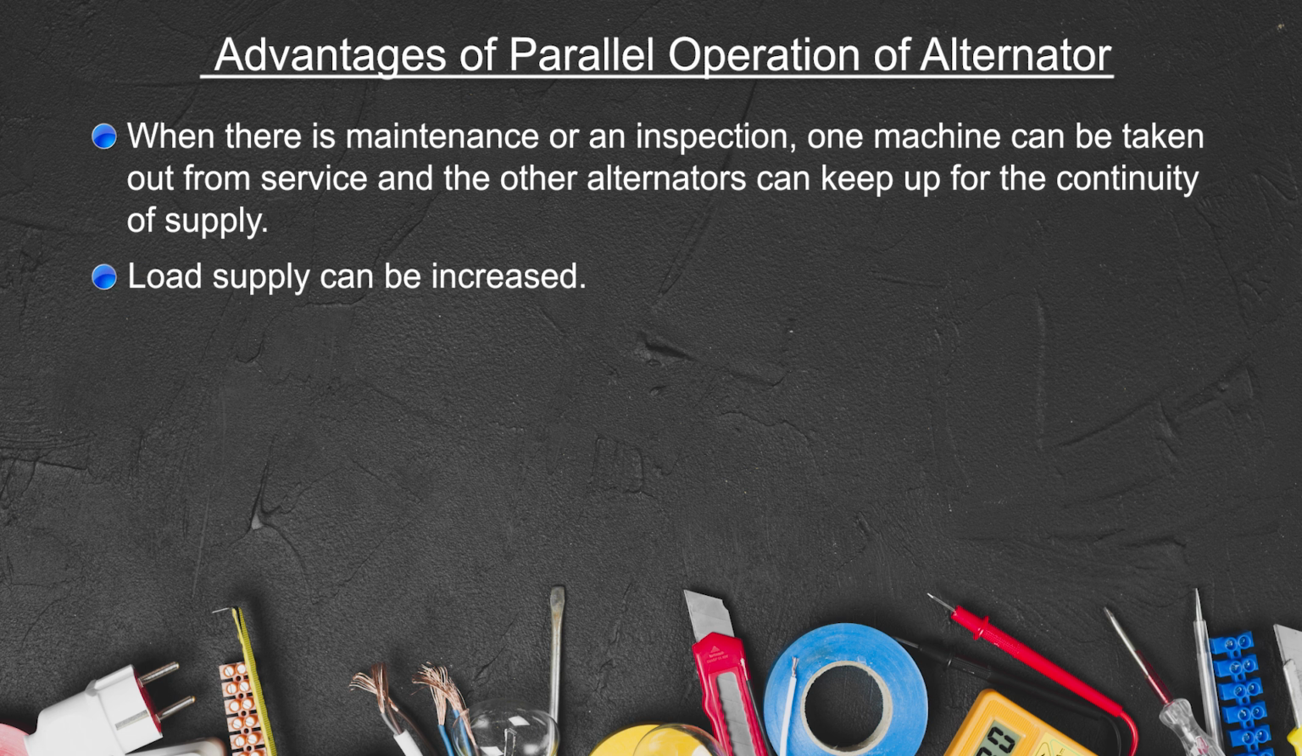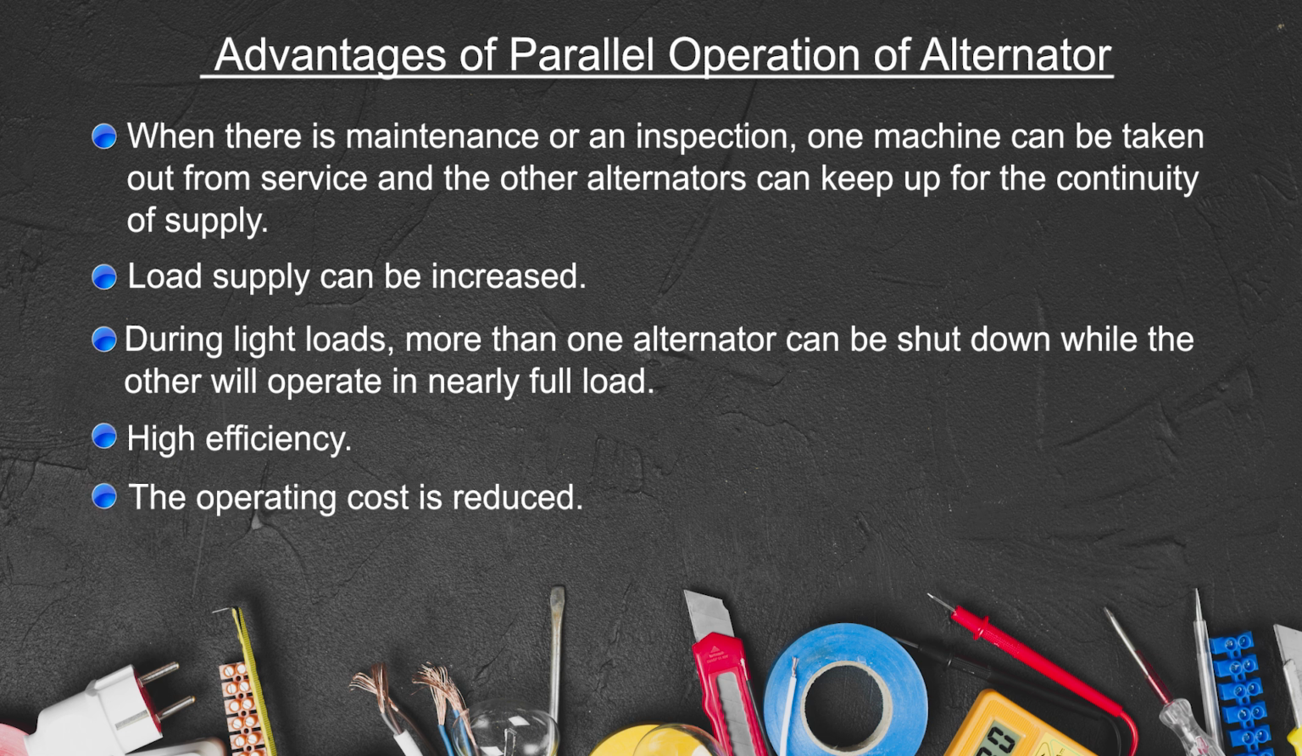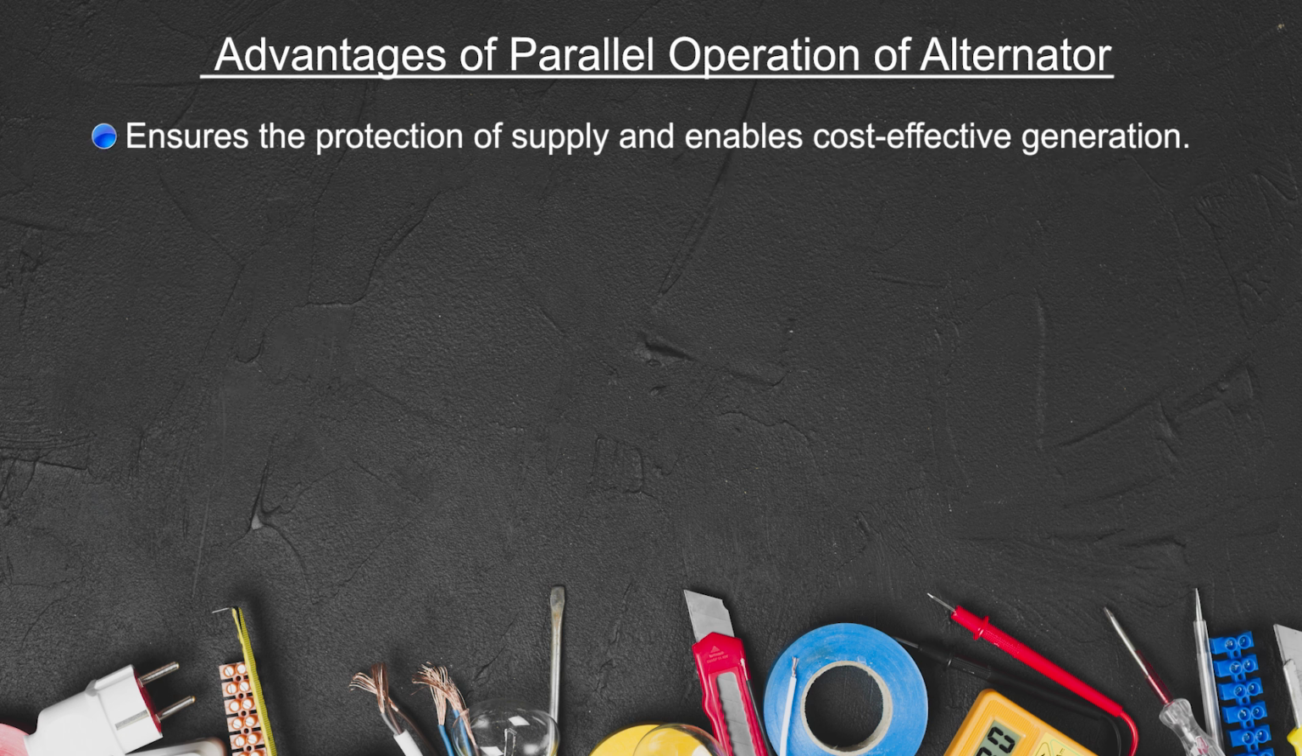Load supply can be increased by putting more machines in parallel. During light load, more than one alternator can be shut down. So basically, when you have different machines in parallel, you can go on increasing by putting more machines in parallel, or you can reduce the power generated by taking out some of the machines. It gives high efficiency. The operating cost is reduced. Ensure the protection of supply and enables cost-effective generation.